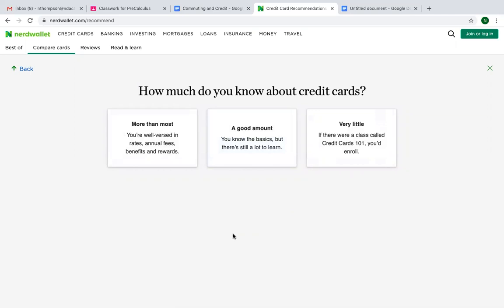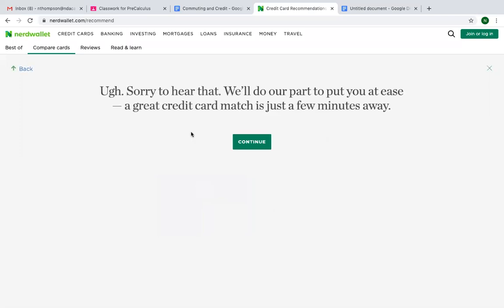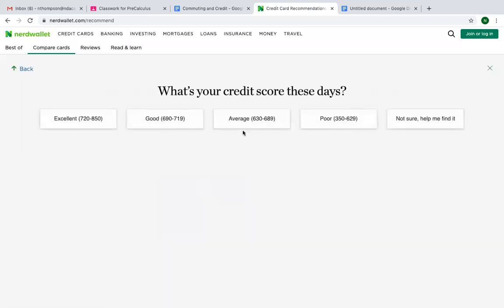So how much do we know about credit cards? I would go based off of the age of your class, that most of you know very little about credit cards, but maybe you know more. So you'll just click on whichever answer applies best for you. How do you feel about shopping for a card? Are you relaxed? Are you scared? Let's say you're young, you've never had one before. Let's say you're nervous. Then the next thing asks what your credit score is these days.